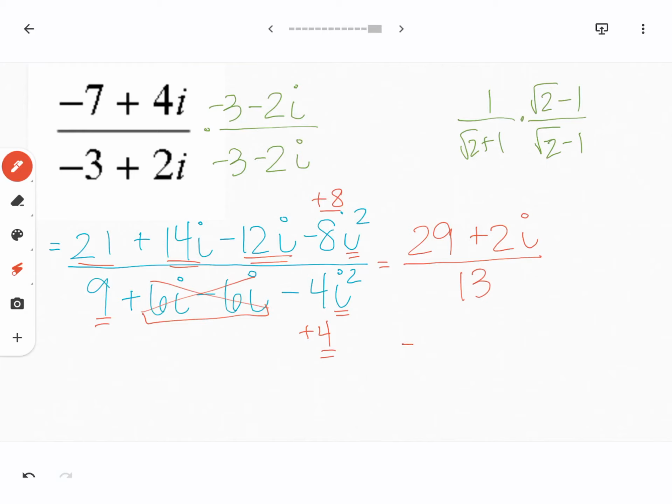Again, I want your answer in the form a plus bi, so I'm going to split my fraction. I have 29 over 13 plus 2 over 13i. Neither of those can simplify, so this is my final answer.